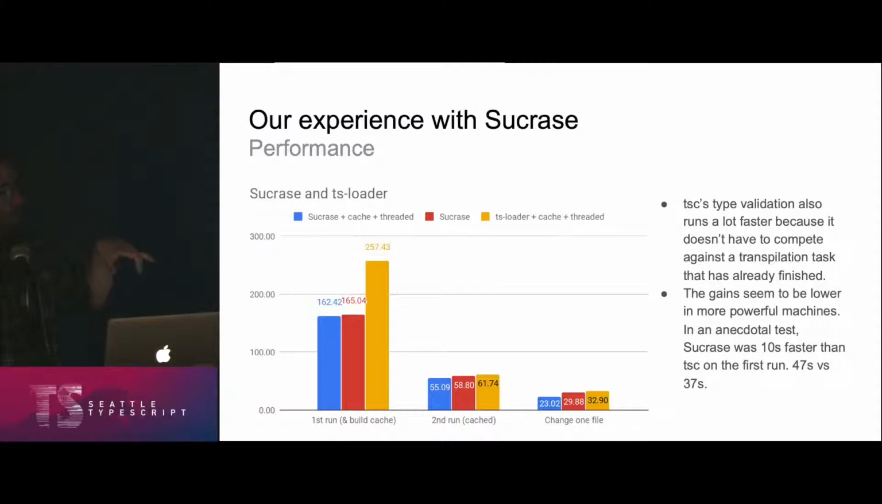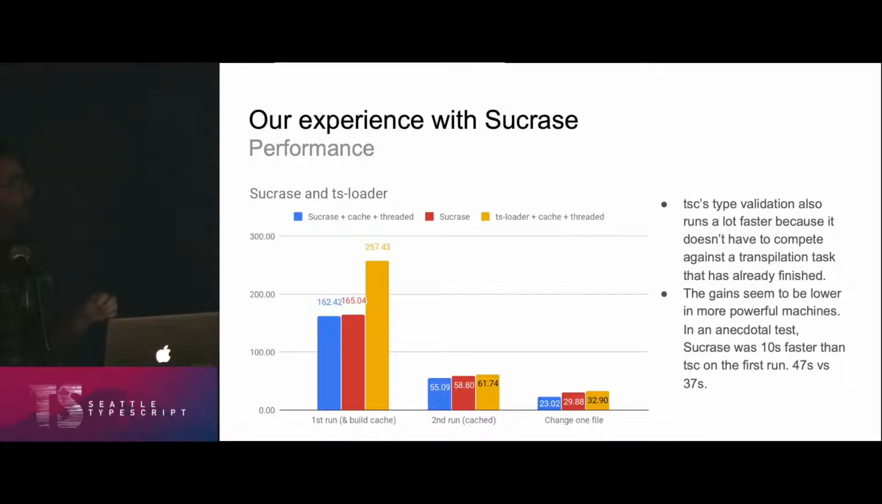Can you read what the bars mean, because you can't see it from back here? Yeah, the first one says first run and build a cache. The second one says second run, cache. And the third one is change one file. I didn't say touch because I actually changed it just to see the differences.